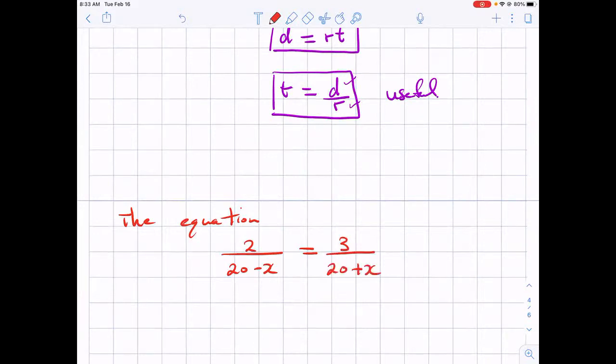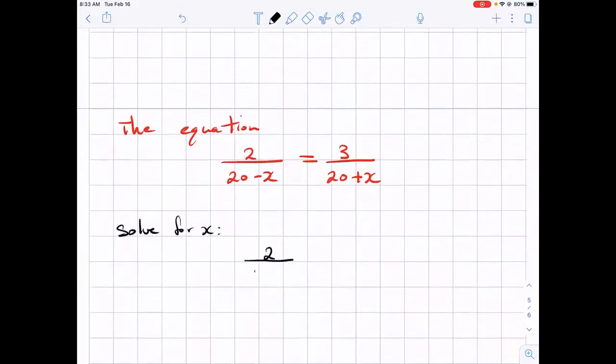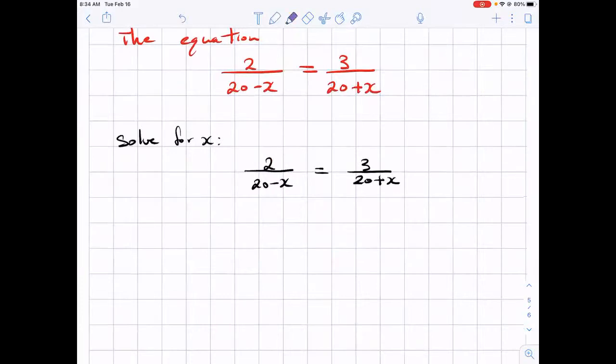And now we can solve. Okay. Now we can solve this. So here we want to solve for x. So we have 3 over 20 minus x equals 3 over 20 plus x. Lowest common denominator, since there's nothing to factor in either denominator. So the lowest common denominator, let's start with the first one, which is 20 minus x. Second denominator is 20 plus x.